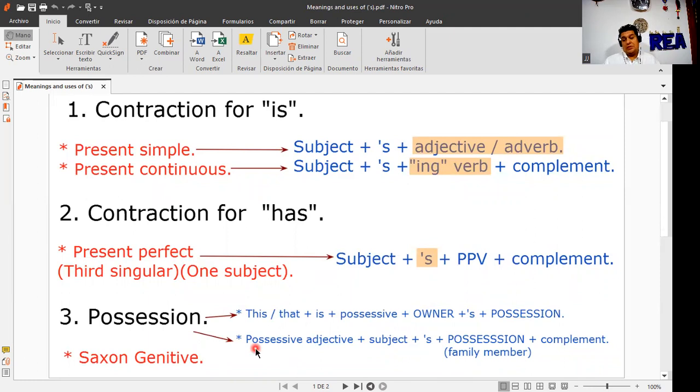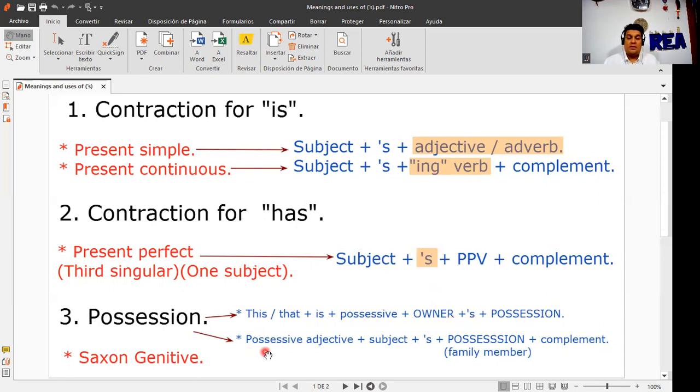And you could also use a possessive adjective at the beginning, the subject with apostrophe s, possession or family member, and the complement. For example, I'm going to use the first formula. So, this is my daughter's phone.